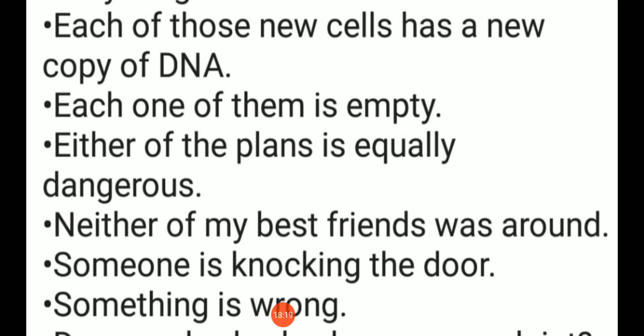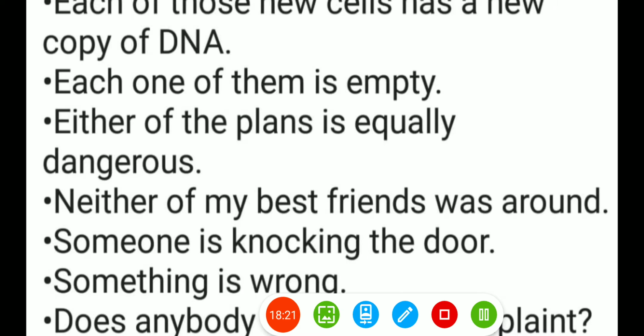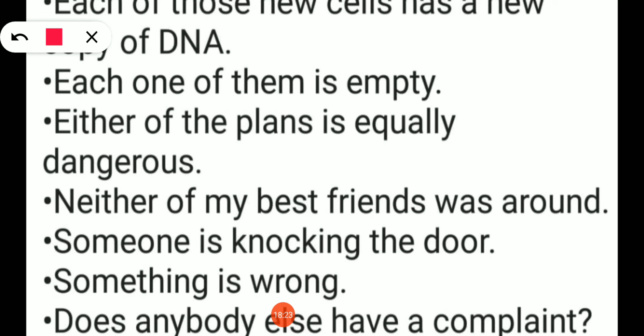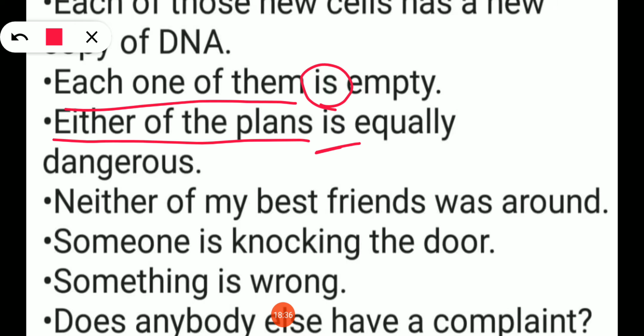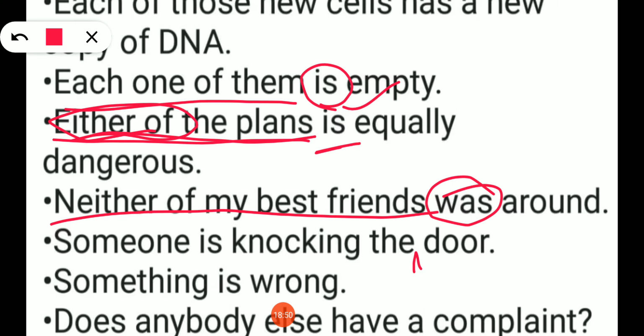Next one, each one of them is empty, or each one of the vessels is empty. You can understand the meaning easily. So each one of them, the subject, takes a singular verb. Next one, either of. Either of the plants is equally dangerous. Here we have used either of, and the verb is singular. Next, neither of my best friends was around. So was is singular with neither of my best friends.